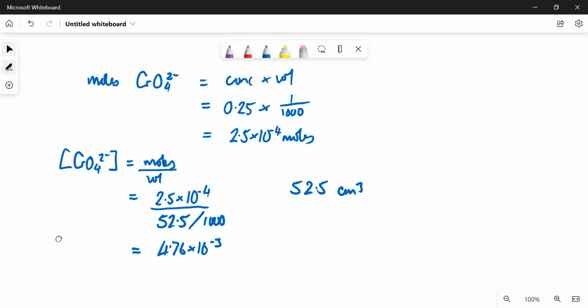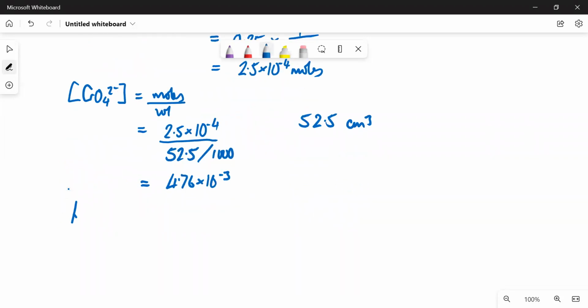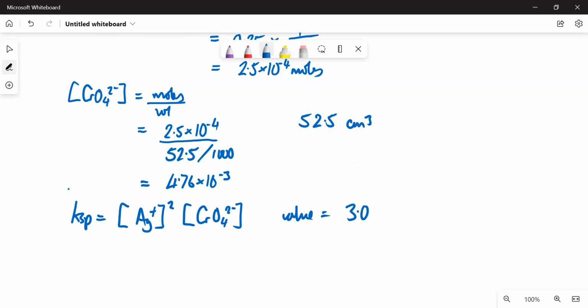Now we know that the Ksp is going to be equal to the Ag plus concentration squared multiplied by the concentration of the chromate ions. And that has a very small value, the question tells us. It is 3 times 10 to the minus 12 mole cubed dm to the minus 9. Now we know the concentration of the chromate. We just worked that out. That's 4.76 multiplied by 10 to the minus 3. And we worked out the concentration of Ag plus in the previous question. That was equal to 1.41 times 10 to the minus 5.